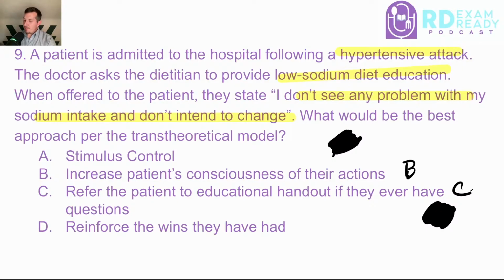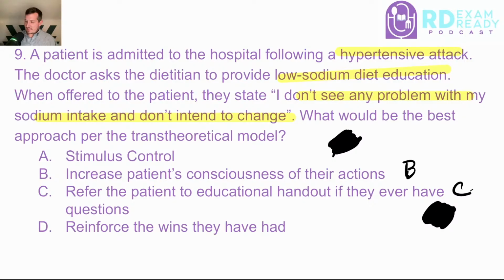So B or C. B, increase the patient's consciousness of their actions, or C, refer the patient to the educational handout if they ever have questions. Here's why I would rule out C. When I'm looking at that, it feels very offhanded. It feels very much like, okay, here's the education, see ya. While I understand that in the clinical setting that probably happens all the time, left hand to God, I can tell you I've done that before. Absolutely. However, it's what the exam wants you to think as the best option, right?